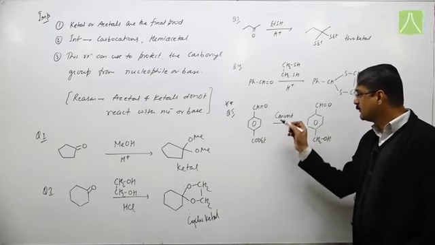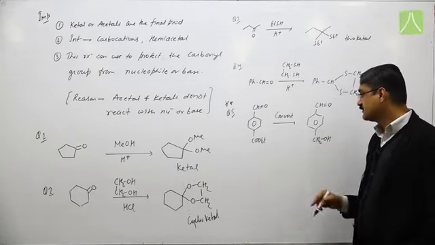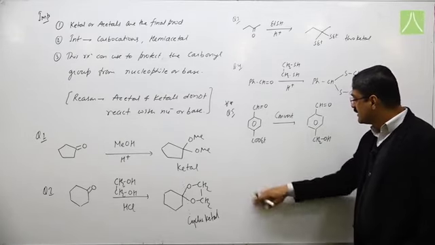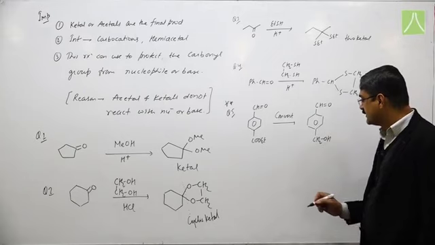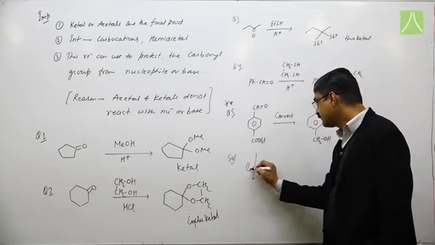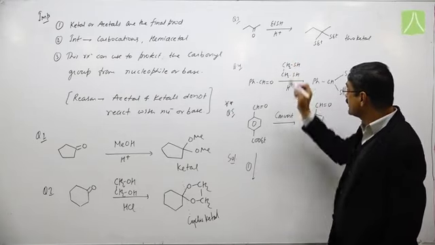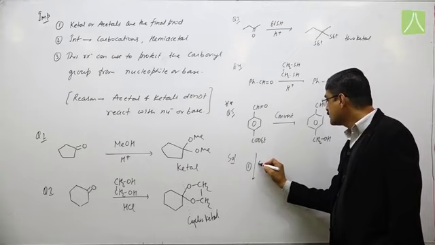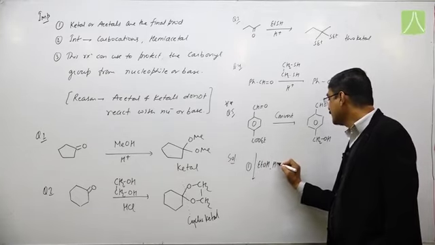So if I take lithium aluminum hydride, the aldehyde reacts fast, but the ester does not. That's why this product is not possible directly. So the solution is like this. In the first step, I protect the aldehyde group with an alcohol. Suppose I take EtOH and H plus.